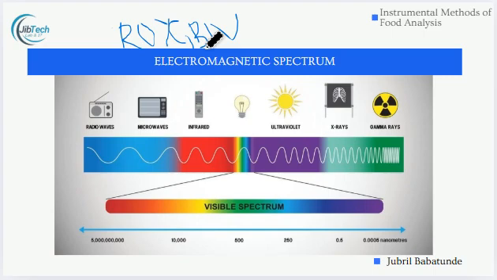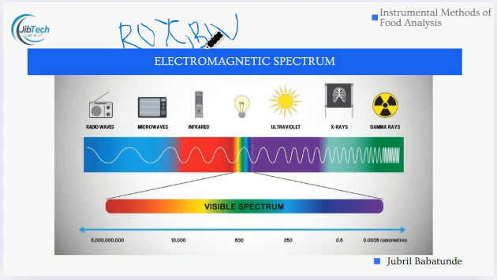Now, what about white and black? White is not a color. Black is also not a color in the real sense. Yes, I know we have black color and white color, but in the real sense, black and white are not colors. What happens in the case of white is that these three colors come together in equal amounts, reaching our eyes at the same time, and we see it as white.